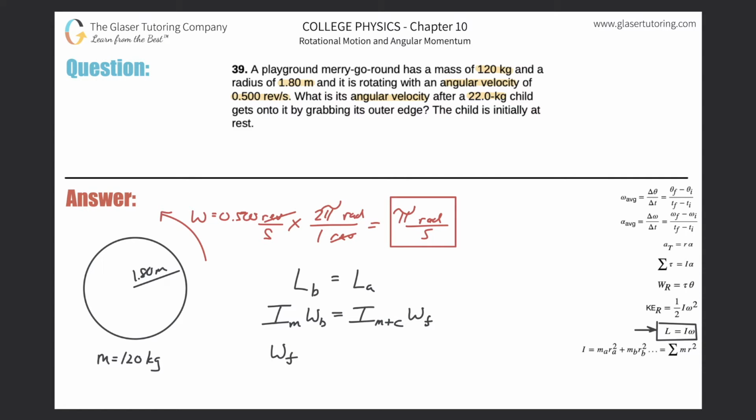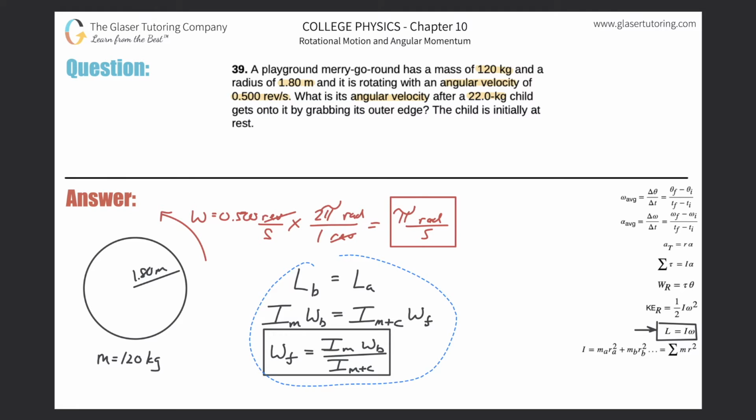So the final angular velocity will then be equal to the moment of inertia of the merry-go-round multiplied by the initial angular velocity, meaning the angular velocity before the child jumped on, all divided by the total moment of inertia of the merry-go-round plus the child. Okay, so this is the formula.